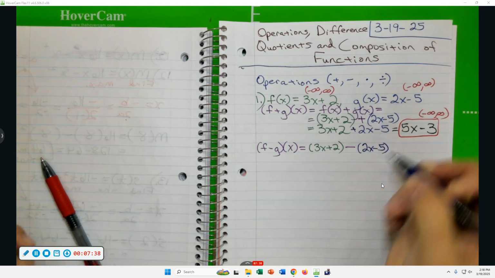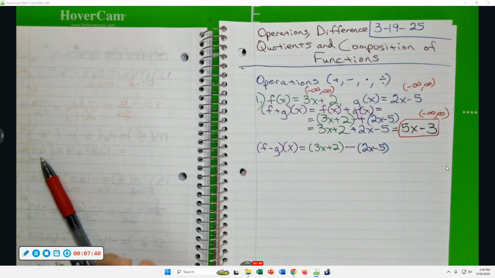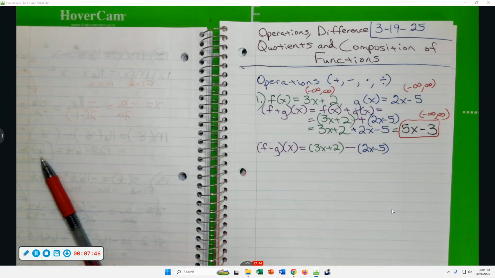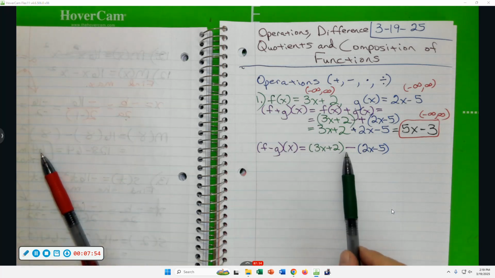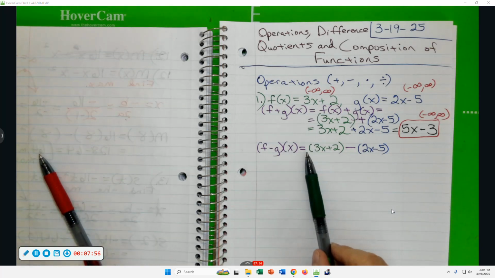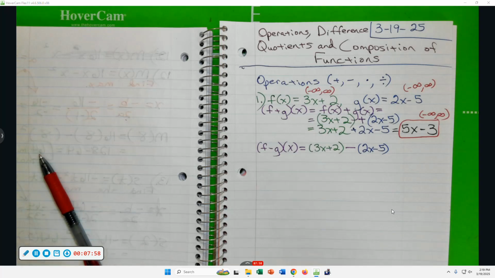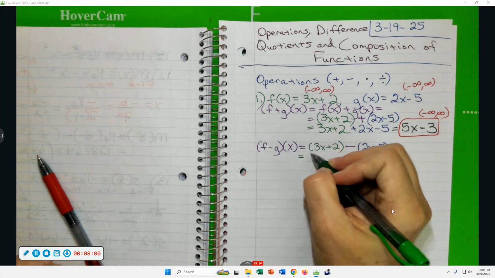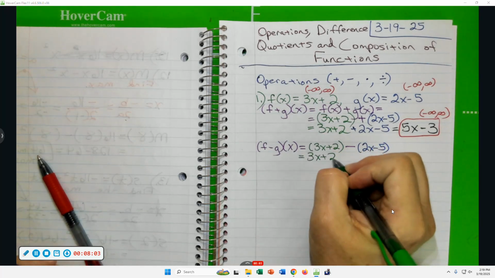With f plus g, the parentheses were unnecessary. We had two unnecessary sets. We ultimately just dropped them. But with f minus g, one of those parentheses is not an unnecessary set. Looking at the first set, there's nothing in front to distribute, so that green parentheses is unnecessary. Just 3x plus 2. We'll drop them.